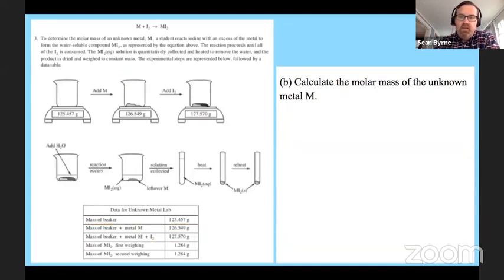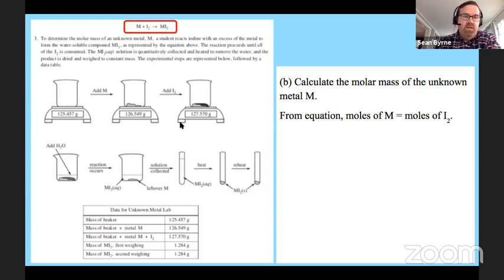Okay, part B asks us to calculate the molar mass of the unknown metal. Well, what's the definition of molar mass? Molar mass is grams per mole. So I'm going to have to look at my equation up there. So M, whatever the unknown metal is, plus I2 produces MI2. I'm going to want to use that in order to figure out, or to reinforce for myself, that the moles of M are equal to the moles of I2. They're together in a 1-to-1 ratio. If this is a balanced equation, as represented by the equation above it, we'll reinforce that from the problem that's right there. So I can assume that the moles that I calculated in part A are equal to the moles of M that I need in part B.